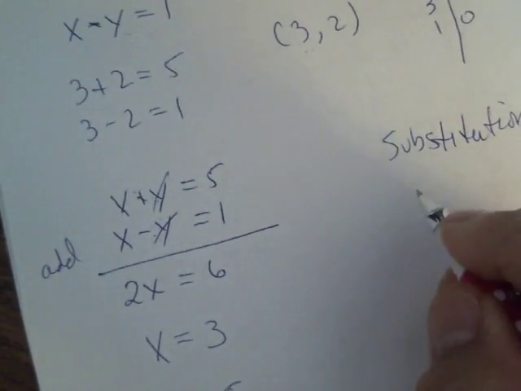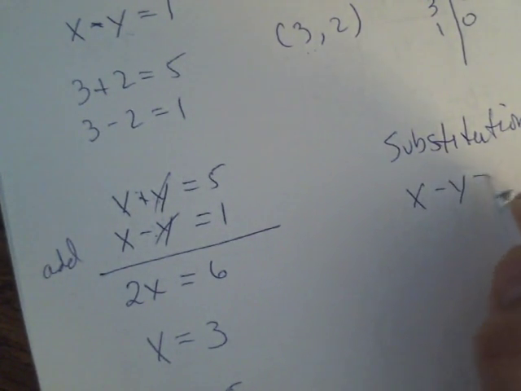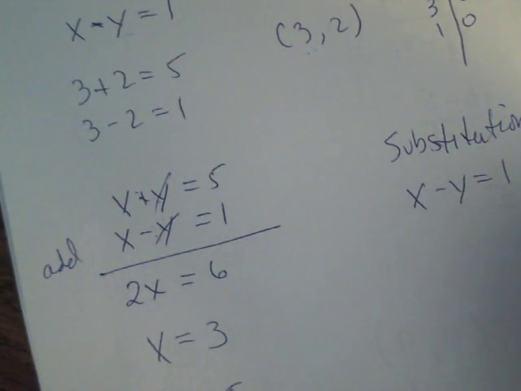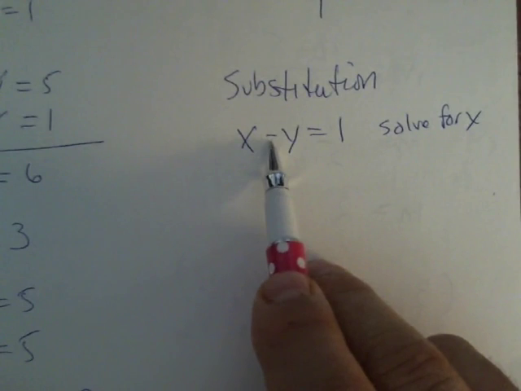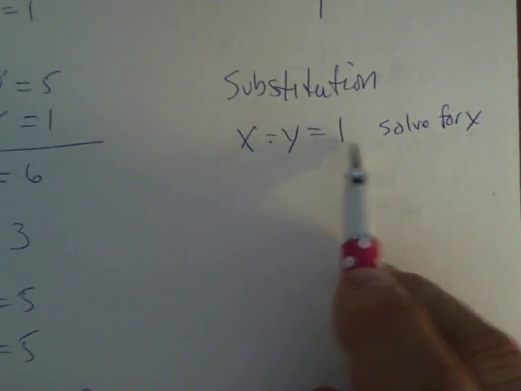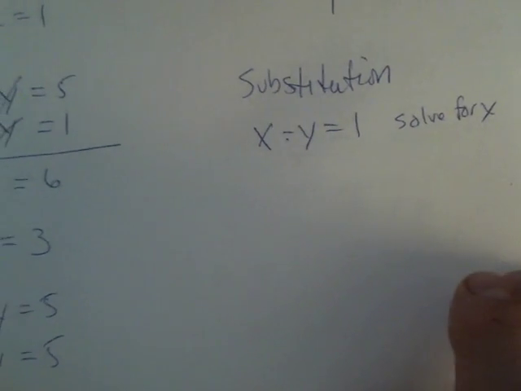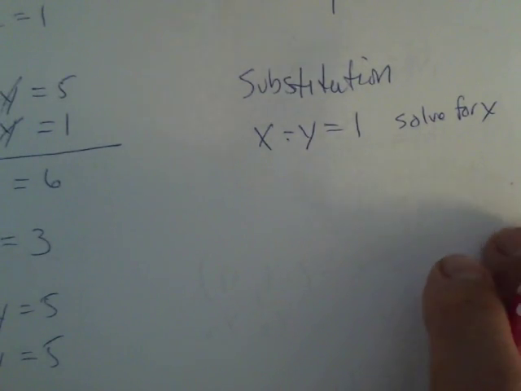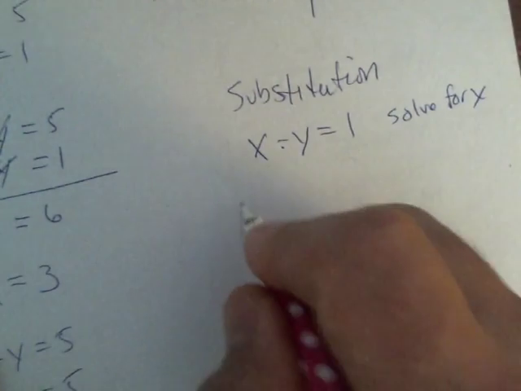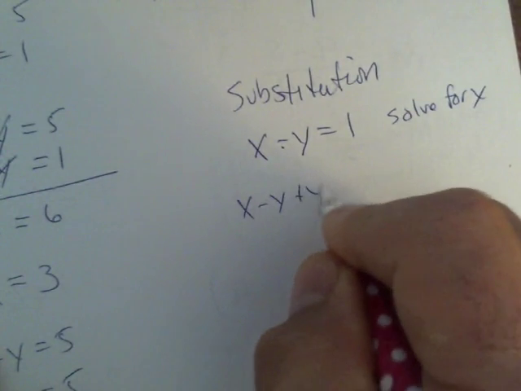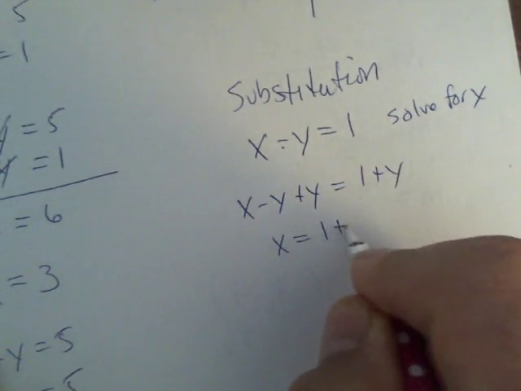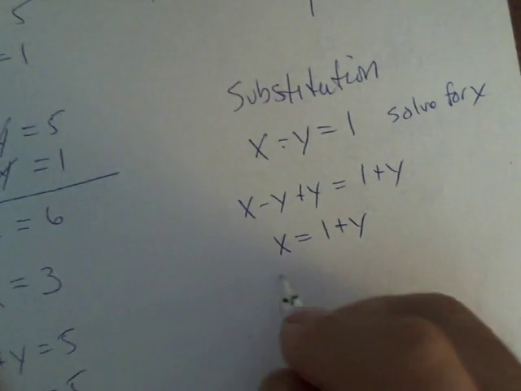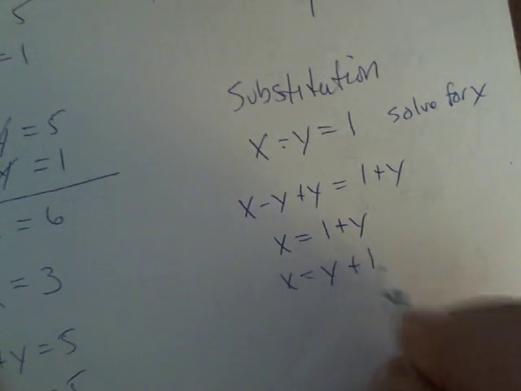So I'm going to take x minus y is 1 and solve for x. Why? Because I'm going to add a y to both sides, which makes everything positive. So why not avoid the mistakes with negatives by trying to keep everything positive? So I just add y to both sides, and I get x is 1 plus y, or you can write it as y plus 1.